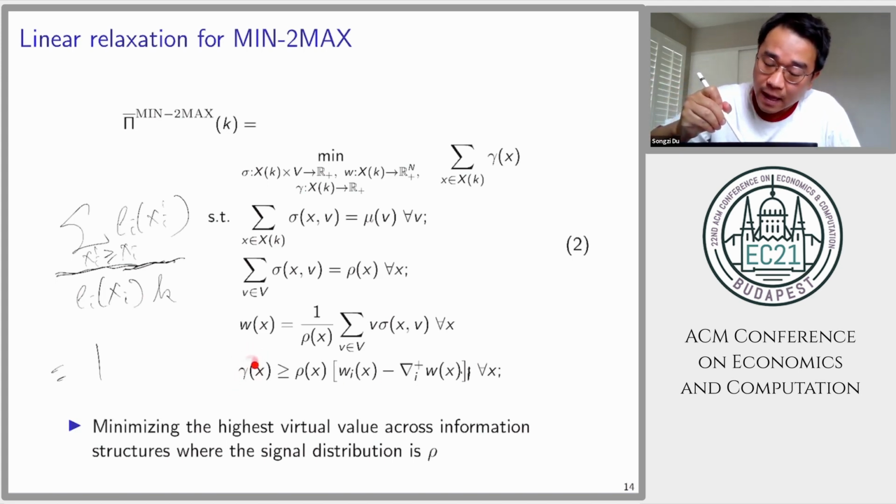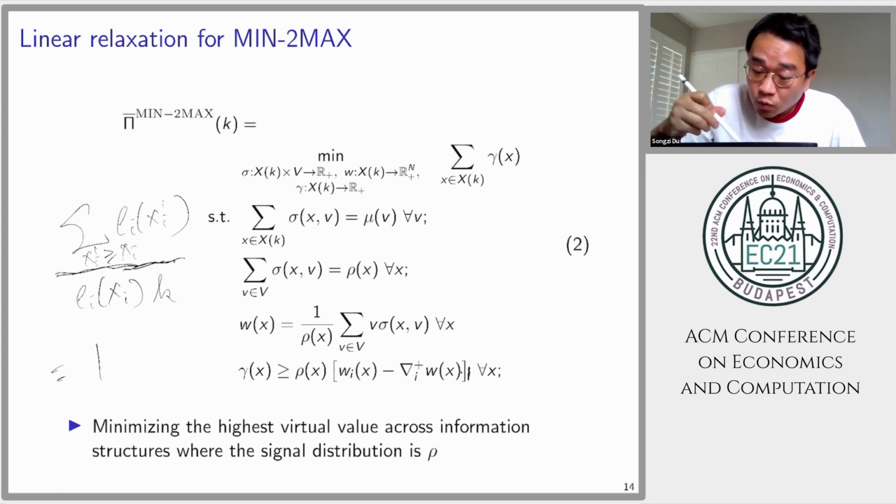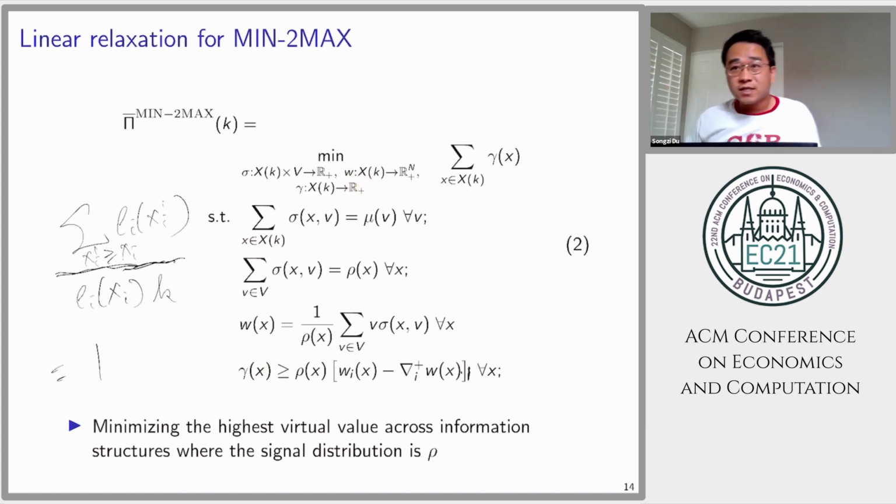So this gamma variable is just picking out the maximum virtual value across the bidders, and then we multiply by the probability of that signal. So here we are getting, on average, the maximum virtual value across all these signal profiles, with a caveat that gamma has to be positive. That's built into the program. So if the virtual value is negative, we don't take it, because the seller has the option of withholding the good.